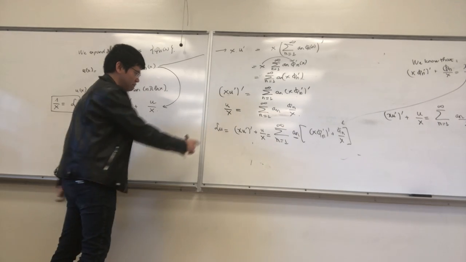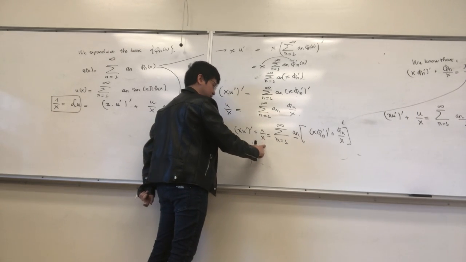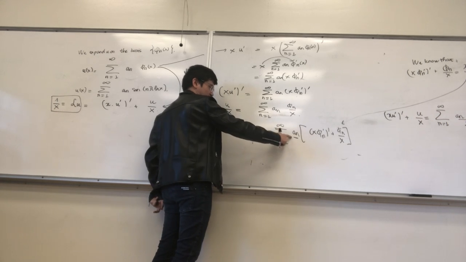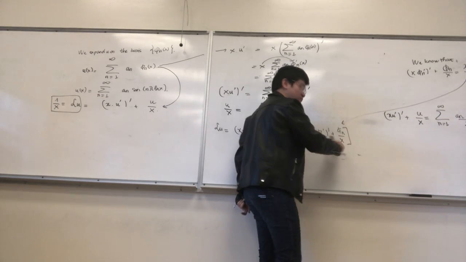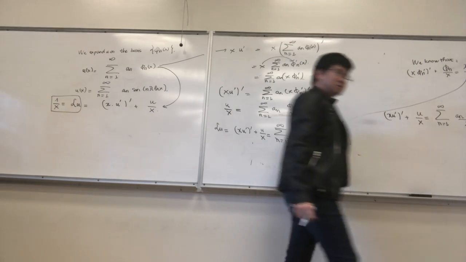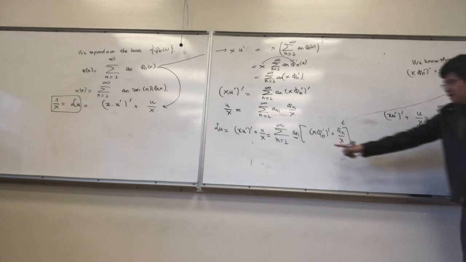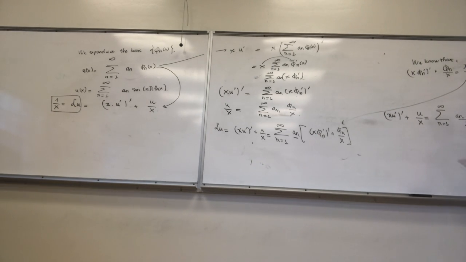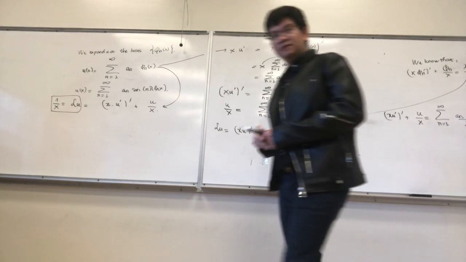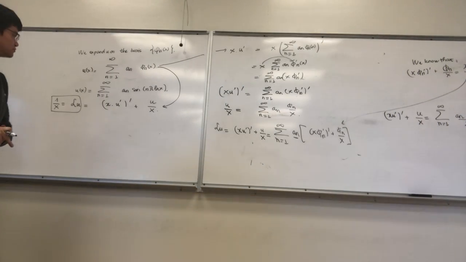Now I put everything together. I have x u prime prime plus u over x, which is the sum, when n goes from 1 to infinity, of a_n times (x phi_n prime prime plus phi_n over x). Now, I know that this is an eigenfunction, which means that x phi_n prime prime plus phi_n over x is lambda_n phi_n over x. This is what we solved from the beginning. This is a Sturm-Liouville eigenvalue problem. So I plug this into the sum, and I have x u prime prime plus u over x is the sum of a_n lambda_n phi_n over x. So what is the next step to find a_n?